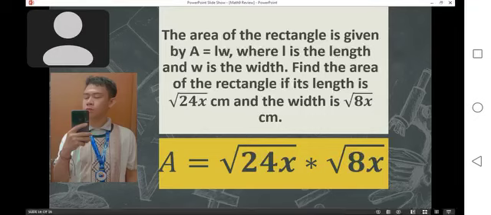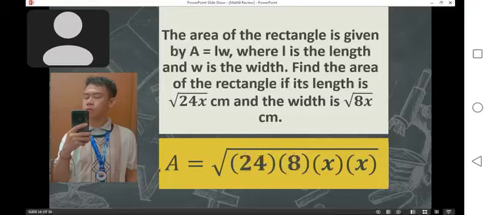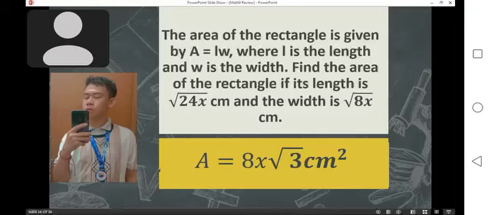Next, apply the product property for radicals. So 24 times 8 times x variable times another x variable. 24 times 8 is 64 times 3, then x squared. So simplify, square root of 64 is 8, square root of x squared is x. So the remaining radicand will be 3. So the correct answer here, area is 8x square root of 3 square centimeters.